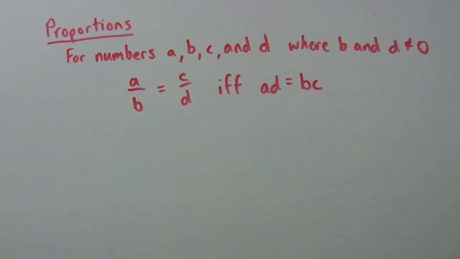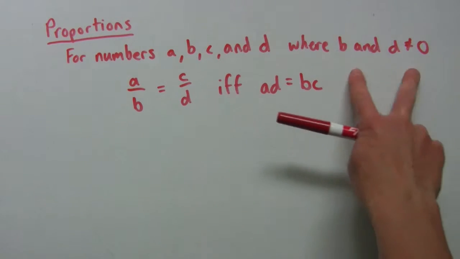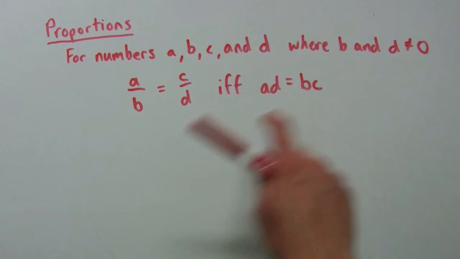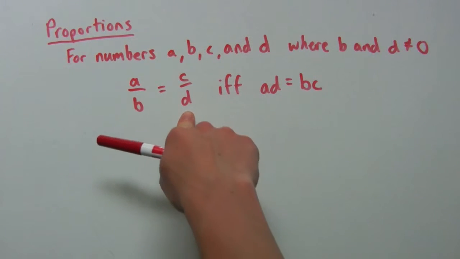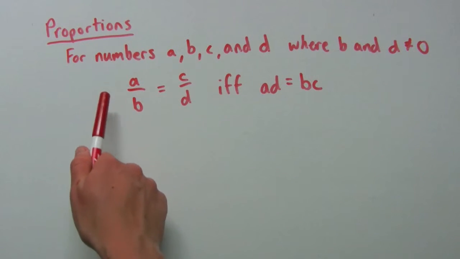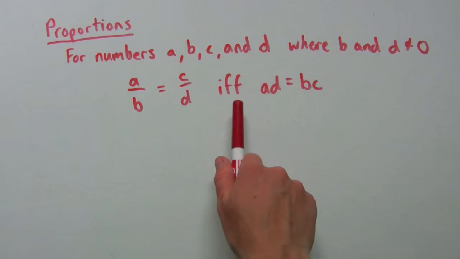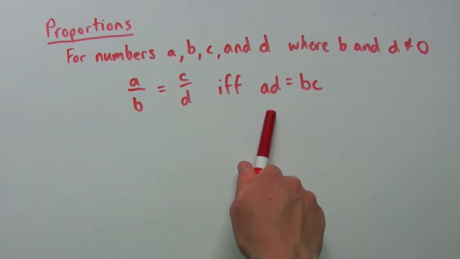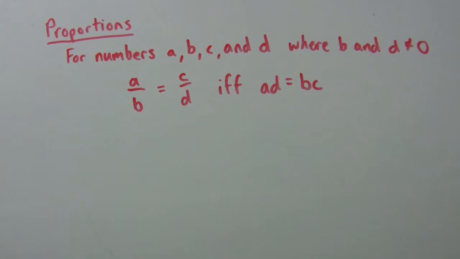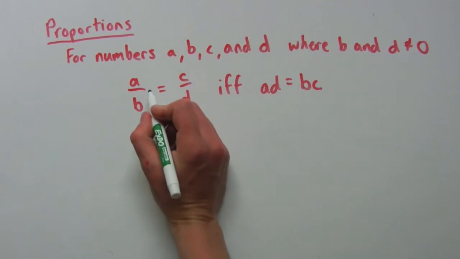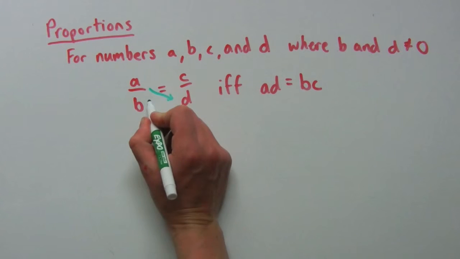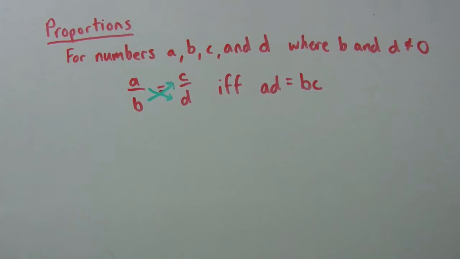So for numbers a, b, c, and d, where both b and d are not equal to 0, because you can never have 0 in a denominator, a divided by b is equal to c divided by d. And that's if and only if a times d equals b times c. And if you remember, that's because of cross multiplication.